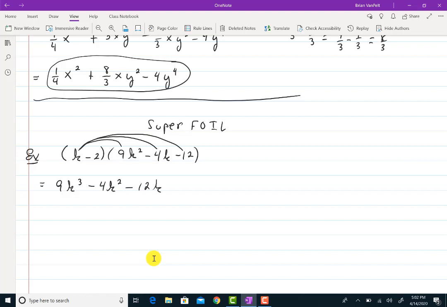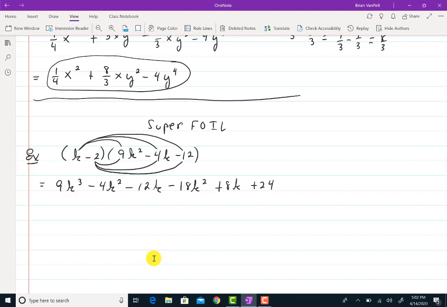Then I'll move on to the other piece from the first parentheses and start doing this. So I get negative 18k squared, and then I'll do this. That will give me plus 8k. And finally, this piece all the way to here will give me plus 24.